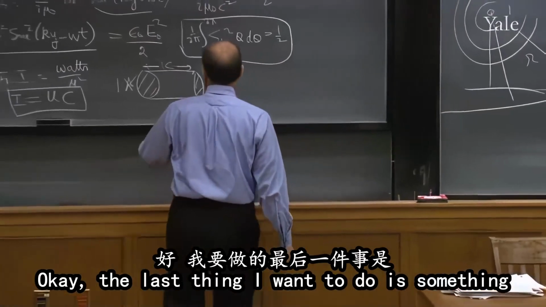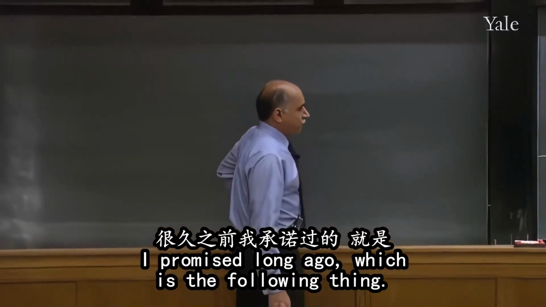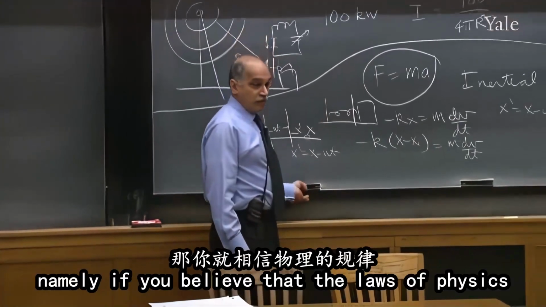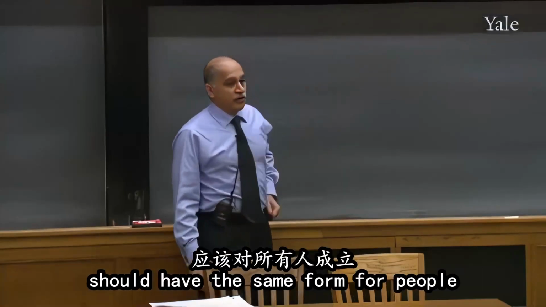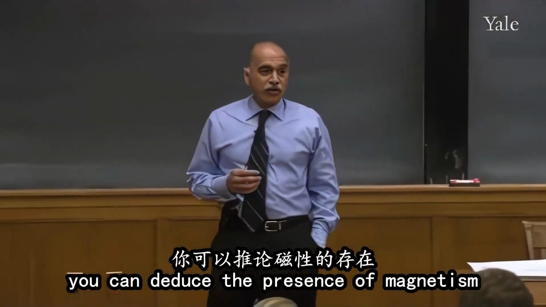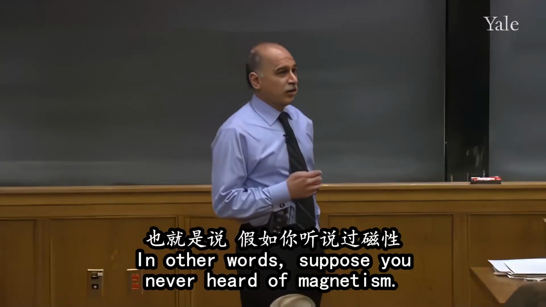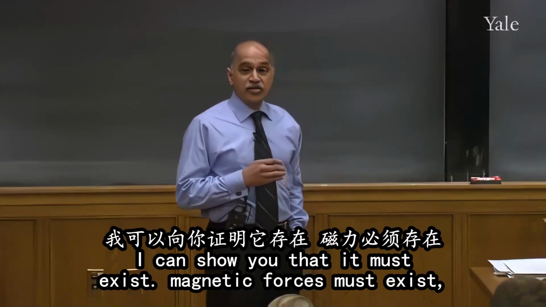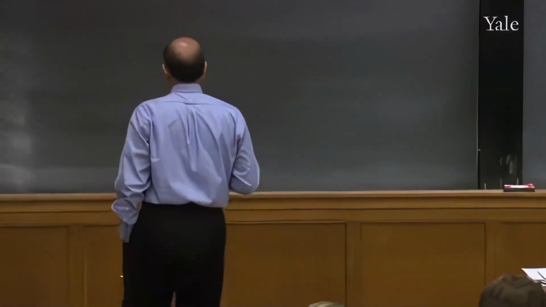Okay, the last thing I want to do is something I promised long ago. If you believe in relativity, namely, if you believe that the laws of physics should have the same form for people in uniform relative motion, you can deduce the presence of magnetism given just the presence of electrostatics. In other words, suppose you never heard of magnetism. I can show you that it must exist. Magnetic forces must exist. And I show that as follows.